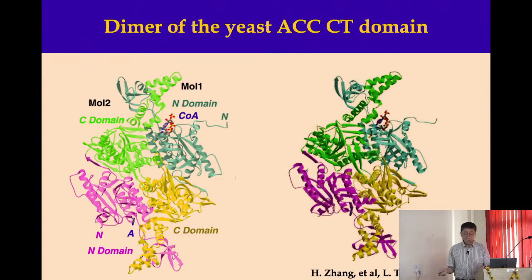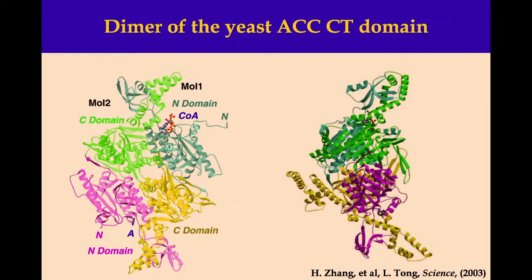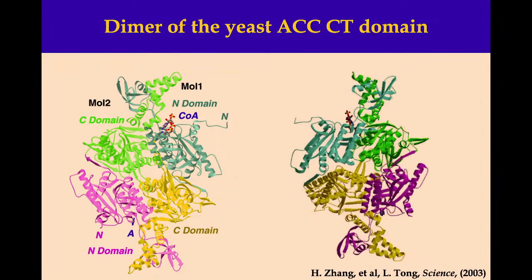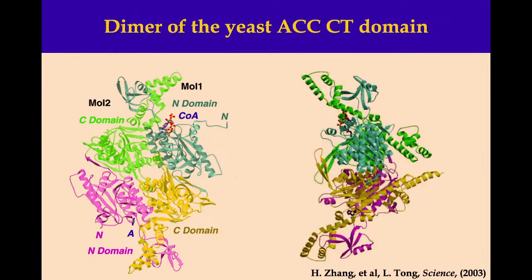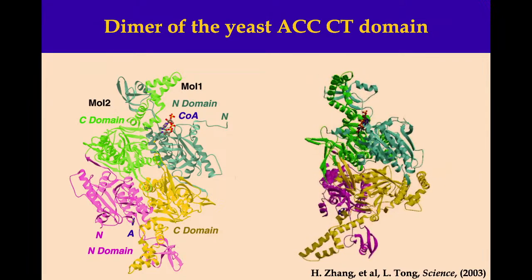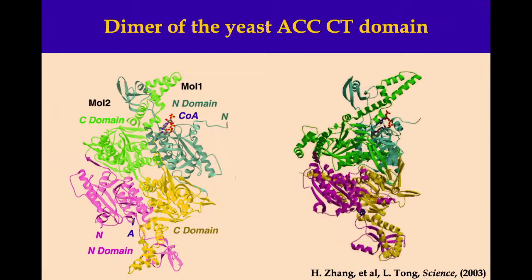Nowadays, it's different. You can probably do this by using synthetic DNA. But now we're 20 years later. Anyway, so that's our first structure, published in 2003. We started, as I said, in 2002. So this is the structure of the yeast ACC CT domain, the carboxyl transferase.